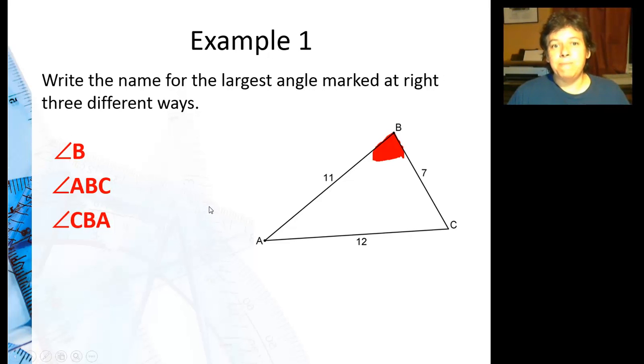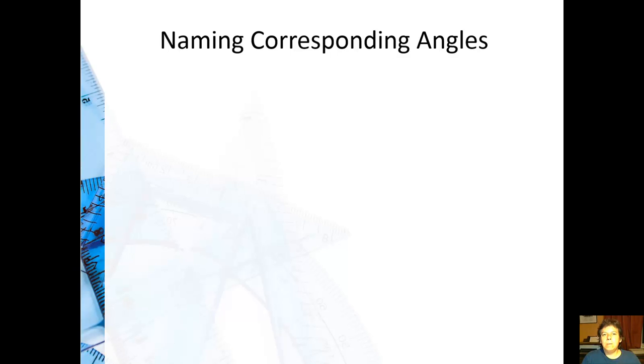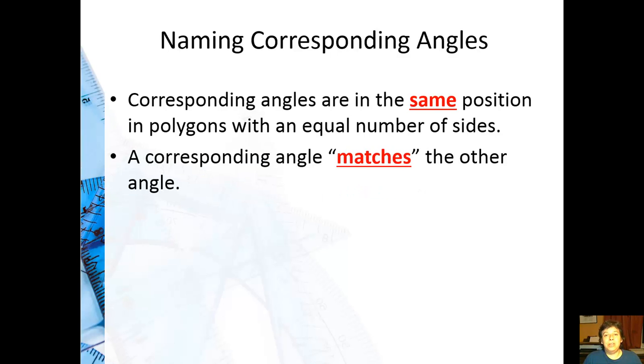What does corresponding mean? Well, the easiest way I can say it is corresponding means having the same relationship. It matches. So when you're trying to name corresponding angles, you need to figure out which are the ones that match. They need to be in the same position. So if you were able to take that congruent polygon and slide it, rotate it, flip it, and you may have to do that. In fact, I should add, you really should redraw your polygons so that they're in the same orientation. So that means then if you do that, your corresponding angles will be in the same position. So in that case, a corresponding angle would match the other angle.